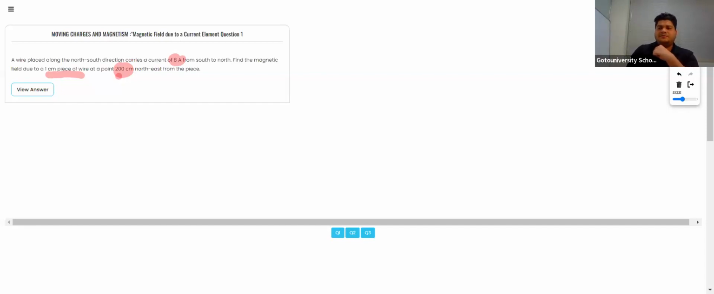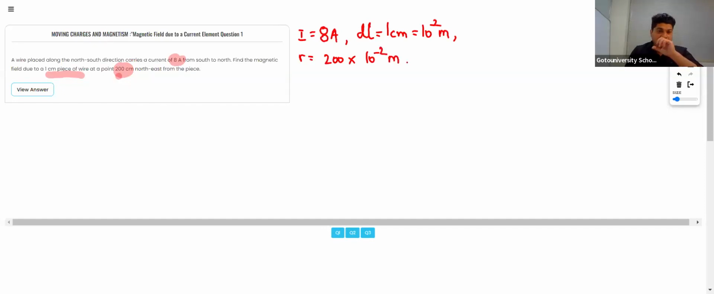Anyone with the data? What is current? Current is 8 ampere. Find magnetic field due to 1 centimeter piece. 1 centimeter piece means that the elemental length is given. What is that elemental length? 1 centimeter. What is 1 centimeter? 10 raised to minus 2 meter. At point 200 centimeter. 200 centimeter means that will be your r. What is r? r is your 200 into 10 raised to minus 2 meter.